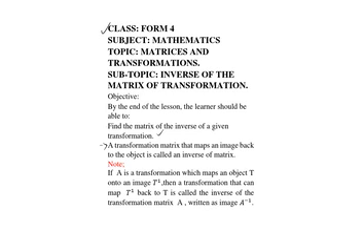A transformation matrix that maps an image back to the object is called an inverse of the matrix. Note that if A is a transformation which maps an object T onto an image T prime, then a transformation that can map T prime back to T is called the inverse of the transformation matrix A and is written as A inverse.